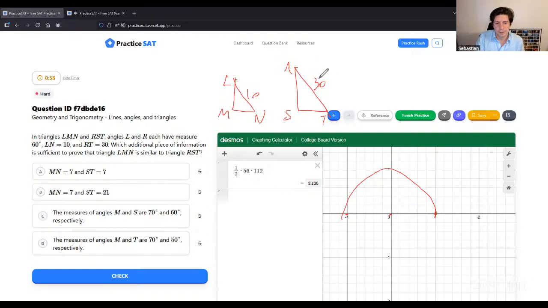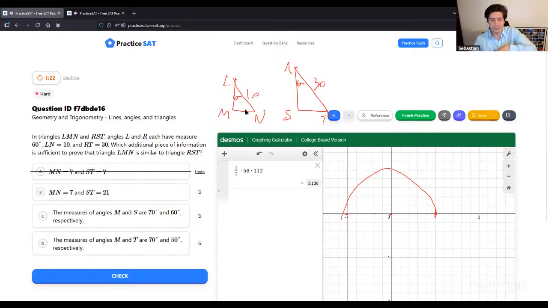Each have a measure of angle 60, right? MN equals 7, ST equals 7. That wouldn't work because that would prove that they're not proportional across because we want a proportionality of 3. So it's not going to be that. MN equals 7, ST equals 21, possibly. The measures of angle M and S are 70 and 60 respectively. That would not prove it because then they're not equal. The measures of angle M are 70 and T is 50. That works because T is different, but that should be different because they're at a different position.